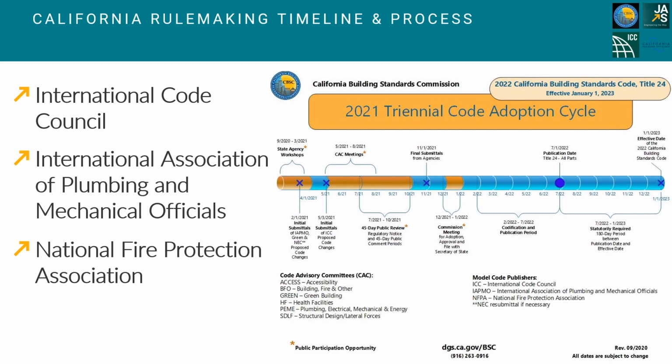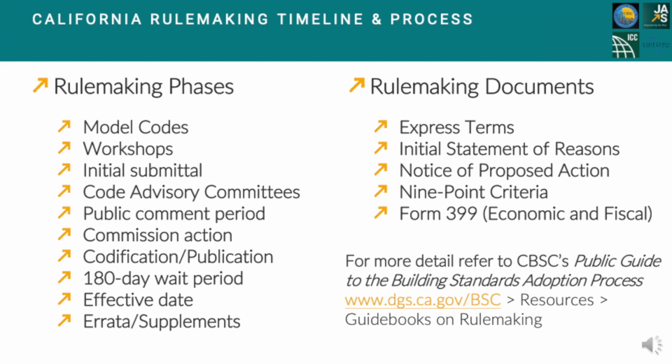Once the new model codes are published, the state agencies compare them to the prior edition of Title 24, and then they prepare any necessary amendments. The remaining parts, Parts 1, 6, 8, 11, and 12, are all developed by California state agencies, and sometimes they're called California-only codes. The rulemaking phases listed here are the same as on the previous timeline slide.